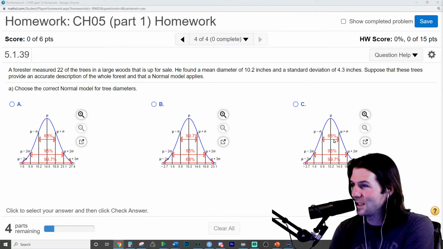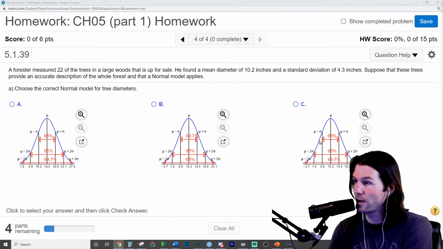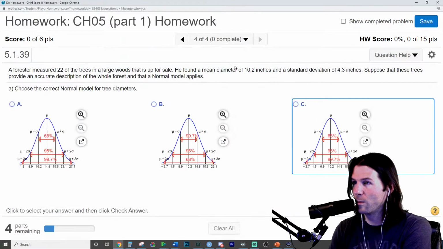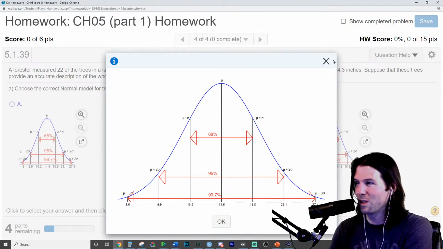Okay, wait a minute. 68, 95, 99.7. This one's out of order. So when we do 68, 95, 99.7, it's the percent of area between 1 standard deviation, 2 standard deviations, 3 standard deviations. So this one's wrong because it needs to go in order. 68, 95, 99.7. They've reversed these numbers. So now we need to see the numbers right here. That's 10.2. I can't read. 10.2 is the mean of the distribution. You can see it up there for a moment. 10.2, the mean of the distribution. Exactly. Great job, Layla.